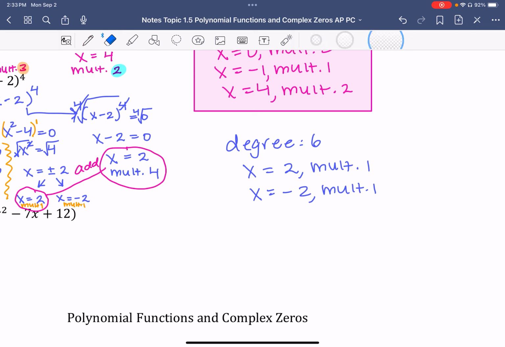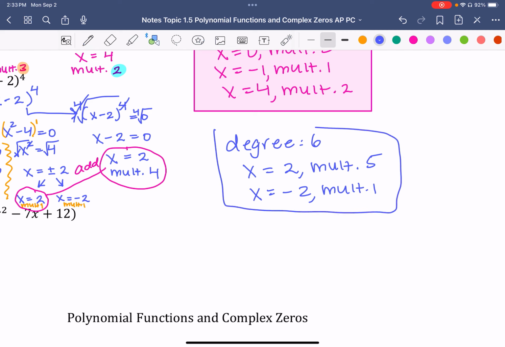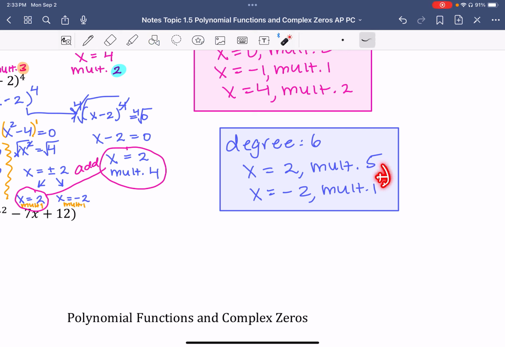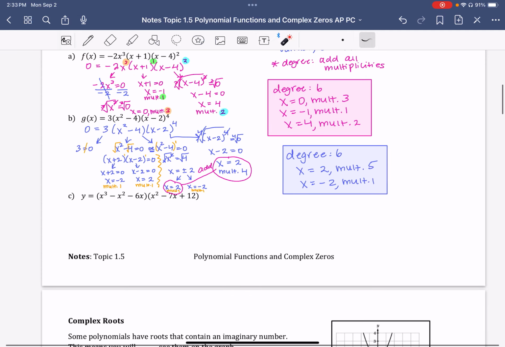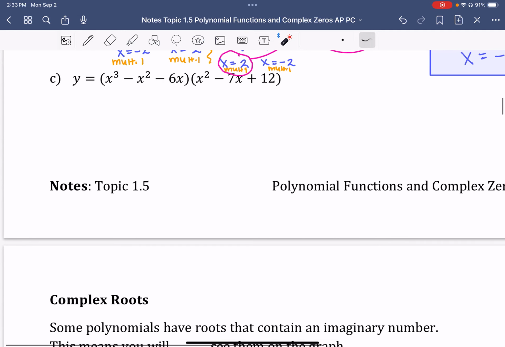So in reality, when I had written multiplicity of 1 here, that would be incorrect. I would still need to go back and make sure to add them. So 1 plus 4 is 5. So the multiplicity of x equals 2 is actually 5. And then again, 5 plus 1 would be your degree, which is 6. Okay, let's go on to the next one.